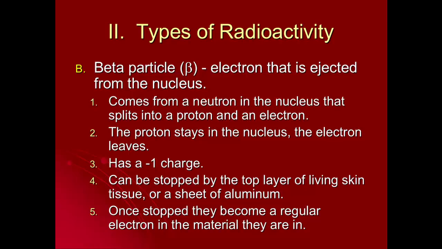You can stop a beta particle by the top layer of your skin or a sheet of aluminum. So you take a piece of aluminum foil, hold it in front of you, that stops it. Your dead skin can also stop it. And once they're stopped, they become a regular electron in the material they're in. And you've dealt with those before.